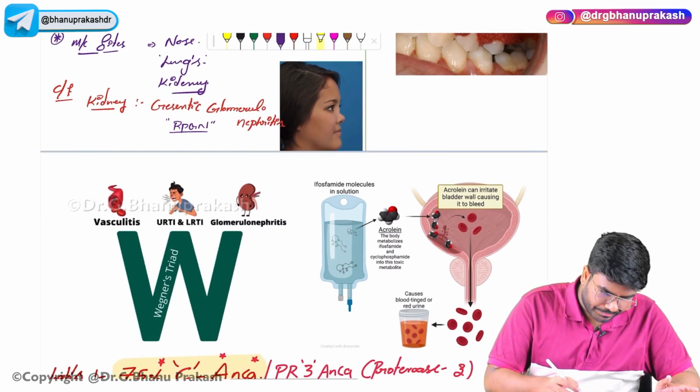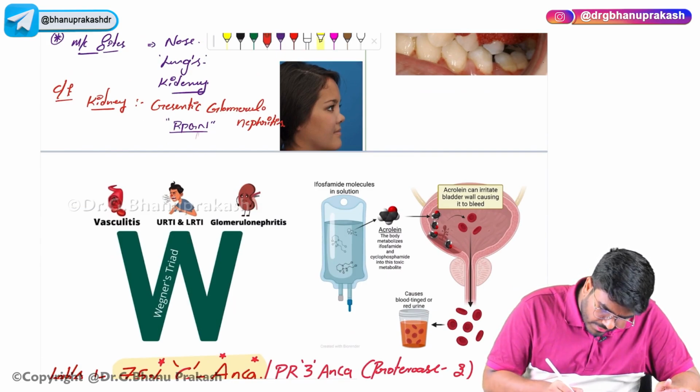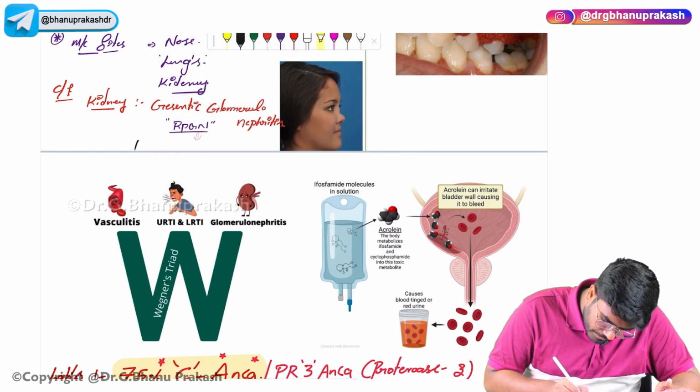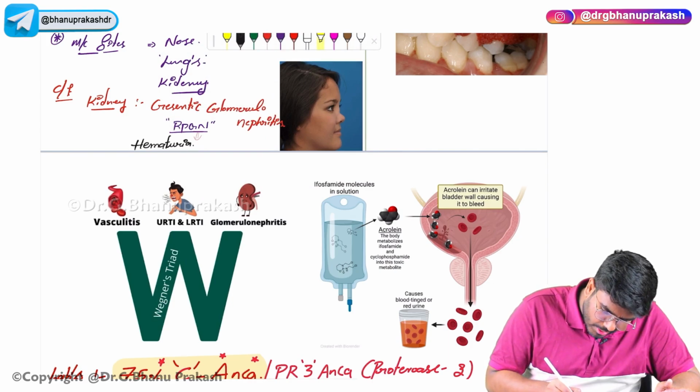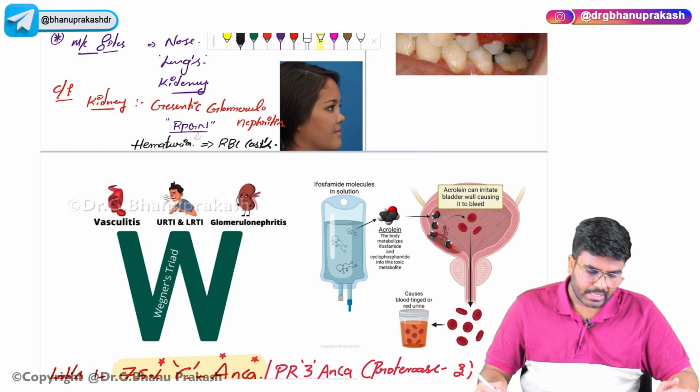Glomerulonephritis is there. Okay, so because of this glomerulonephritis, what can be there? This glomerulonephritis can lead to hematuria. Okay, because of this hematuria in the urine, you can see the RBC casts. Okay, there can be RBC casts.